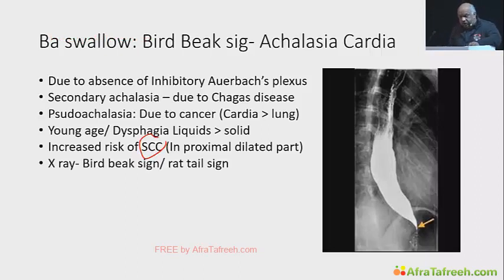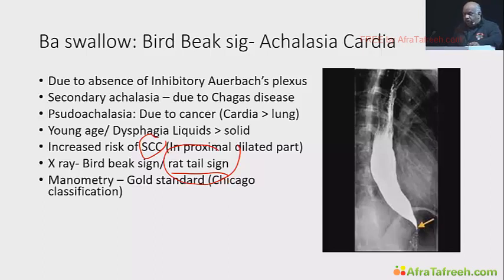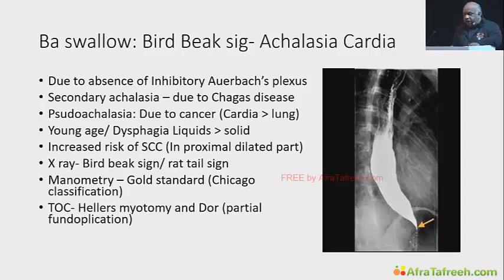And on X-ray, mainly we get the bird beak sign, but sometimes we can get the rat tail. If I ask where you get the rat tail sign, the answer should be cancer, if you have to mark one. But it's not considered only for cancer; even in achalasia, you can get a rat tail sign. And manometry, not just here, in any motility disorder, manometry is the investigation of choice. Nutcracker esophagus, DES, gold standard. This is the gold standard, manometry. We have the Chicago classification for manometry. And Heller's myotomy and partial fundoplication is the treatment for achalasia.